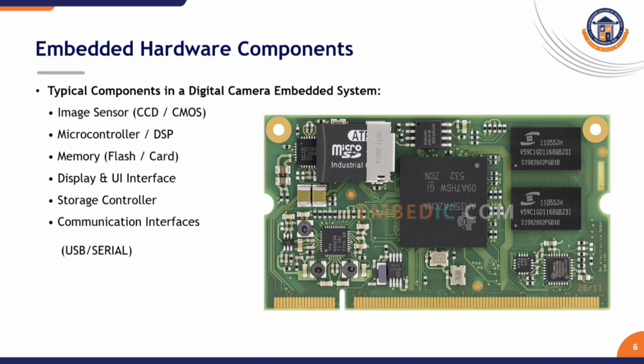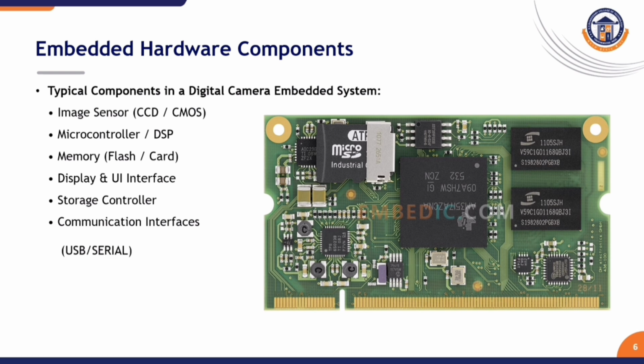Next one is the display or UI interfaces. The display is operated with the help of buttons, touch screens, and so on, and the LCD display is used for preview and playback. Next one is the storage control, which handles reading and writing images into memory cards. The next one is communication interfaces, which comprise USB or serial interfaces used for transferring photos to a computer.